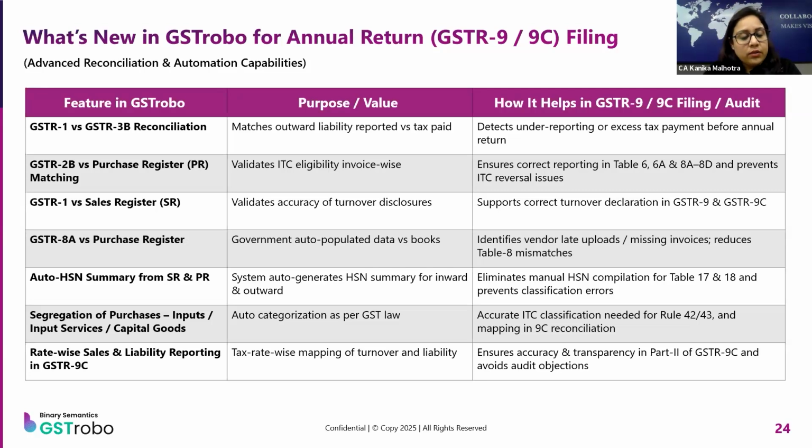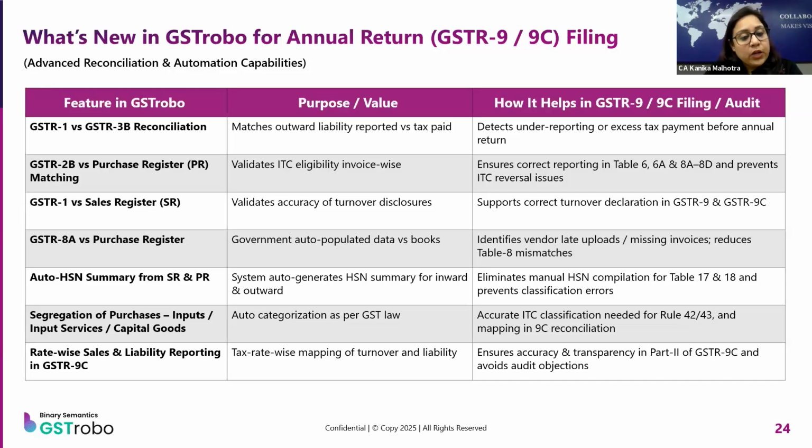And another segregation of the purchases, as we have talked about in 6B: segregating the purchases into input services and capital goods, whether they are eligible or not, whether there are any reverse charge implications. This could be easily done if you are using software like ours, where you can segregate these transactions automatically, and these reports are prepared in just one click.